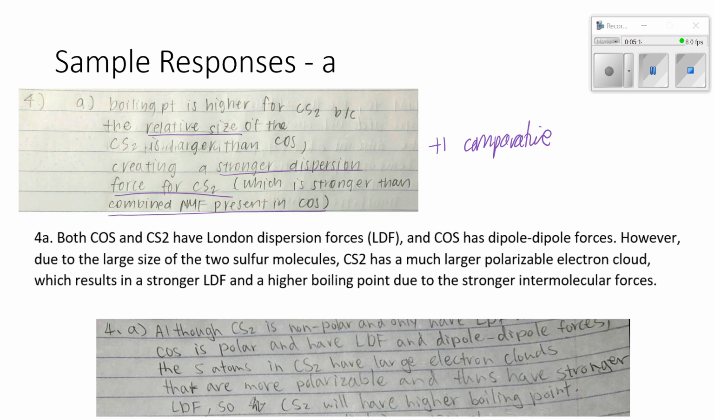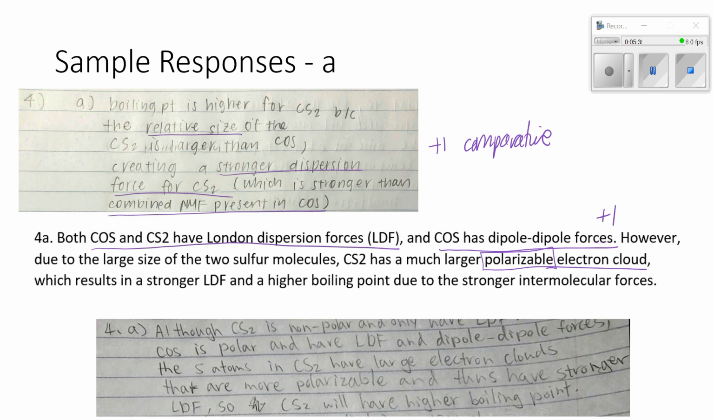And in this case, both COS and CS2 have London dispersion, and COS also has dipole-dipole. So they earn that point for identifying all of the IMFs present. So make sure you account for all of them. And then because of the size, there's a more polarizable electron cloud. Polarizability, this is something that you will see popping up related to dispersion forces.